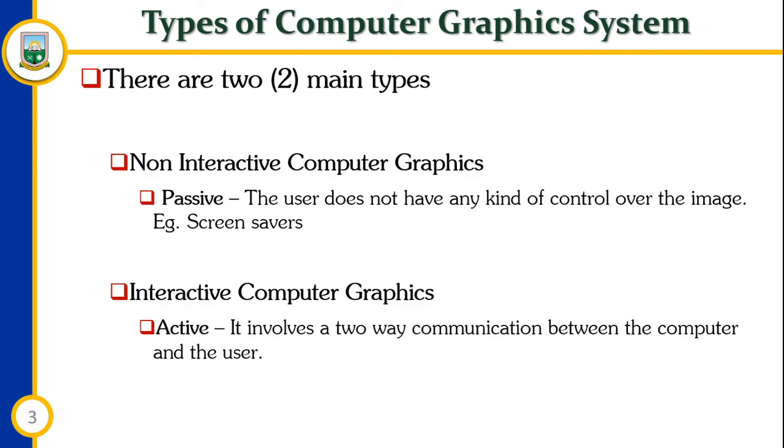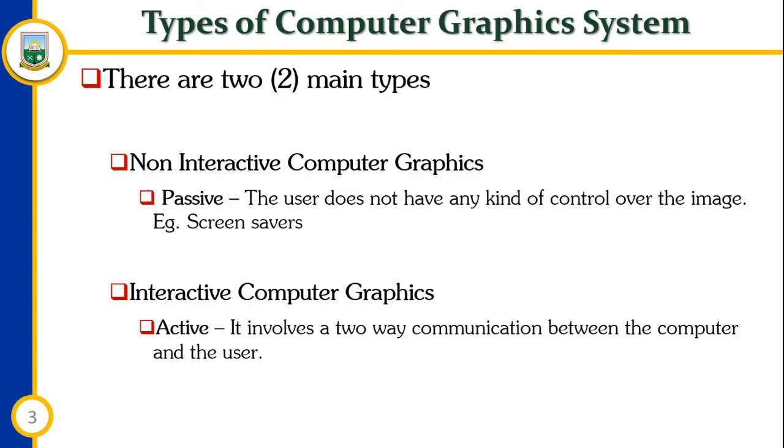Another example is the screensaver that is also displayed on our computer monitor. For example, we can have a screensaver that is displaying flashes of pictures on the screen. In that case, the user just sits behind the computer and does not have any interaction with the screensaver or the images that are displayed within it.